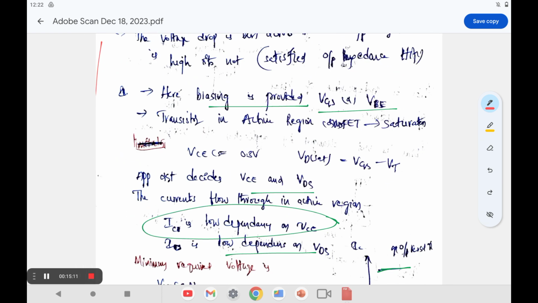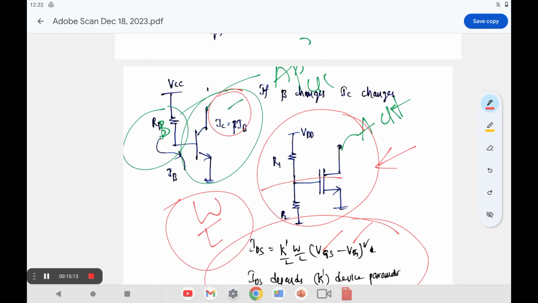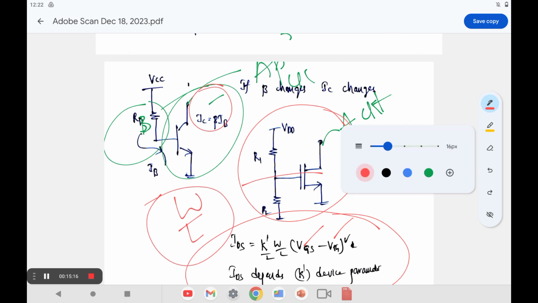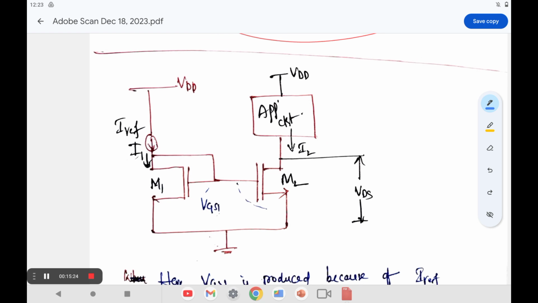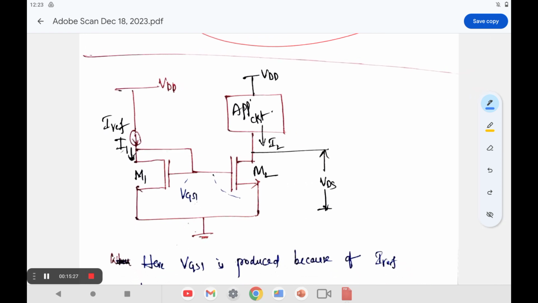This is a second generation, and the third one is nothing but this one. This is a third generation. So I can call this a third generation simply. Okay. So there is one more network, that is nothing but a fourth generation. This circuit is generally called a current mirror circuit.